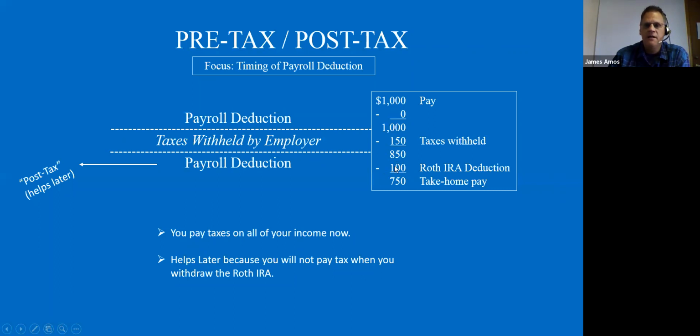850 minus 100 leaves you with $750 of take-home pay. Now, why does this help you? Because a post-tax deduction means you're going to get a tax break later when you get the benefit of getting that money back. So when you pull out this Roth IRA, say 20 years later, you're not going to pay taxes on it because you already paid taxes when you put the money into it.